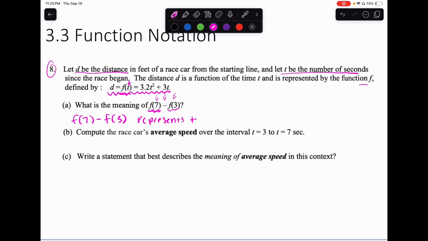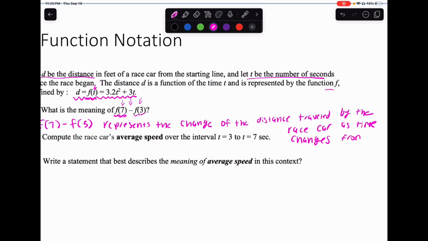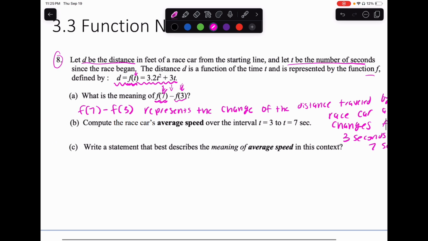Well, f of 7 minus f of 3 represents the change of the distance traveled, because f of 7 and f of 3 are both distances. So this is the change of the distance traveled by the race car as time changes from 3 seconds to 7 seconds. So I hope this is making it clear.